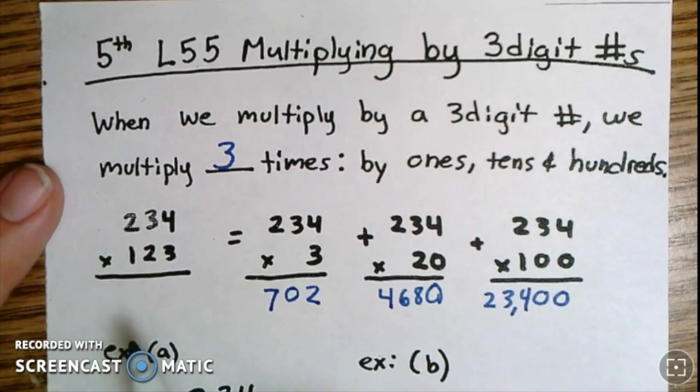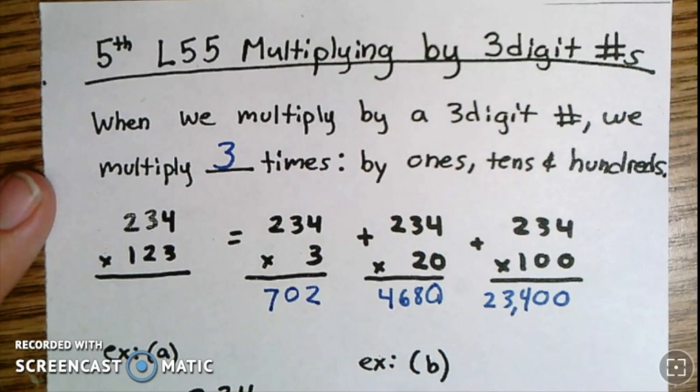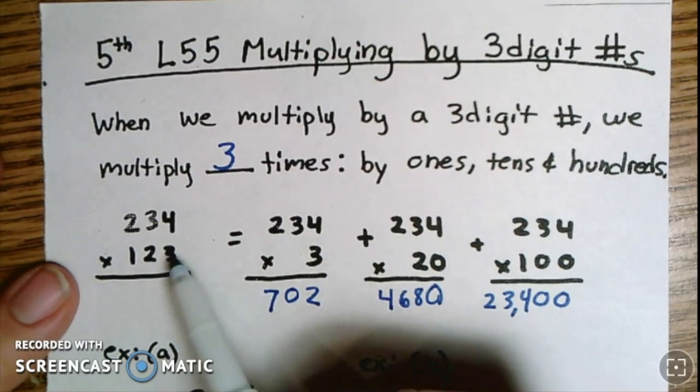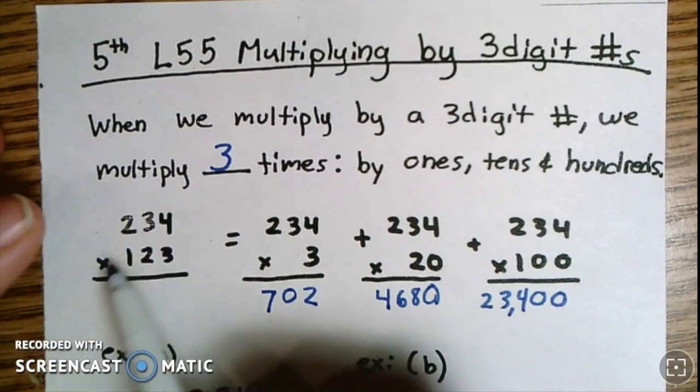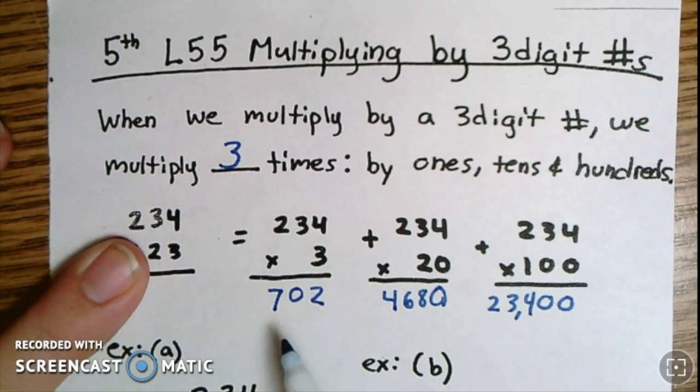So for example, we have 234 times 123. In this problem, I'm going to multiply by the ones of the second number, which is 3. So I'll do 234 times 3. And if I did that, I would get 702.